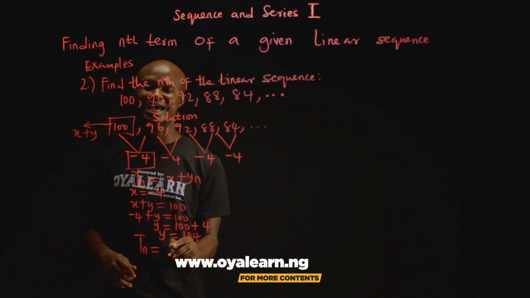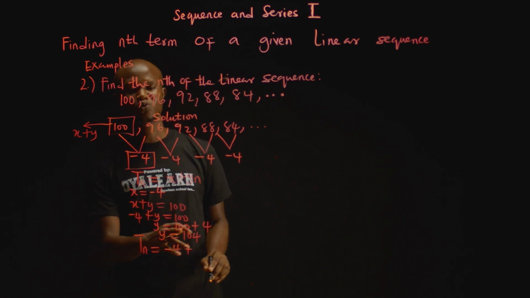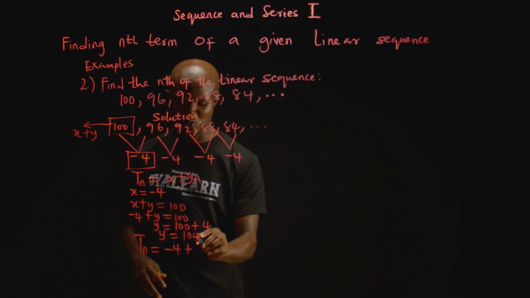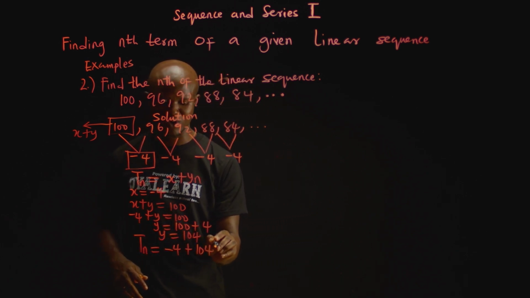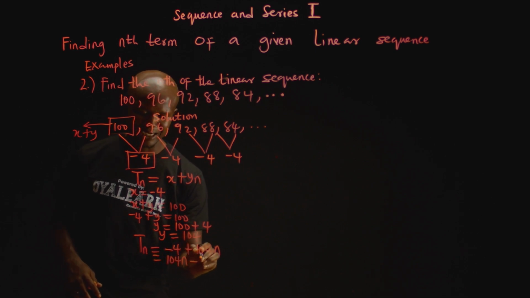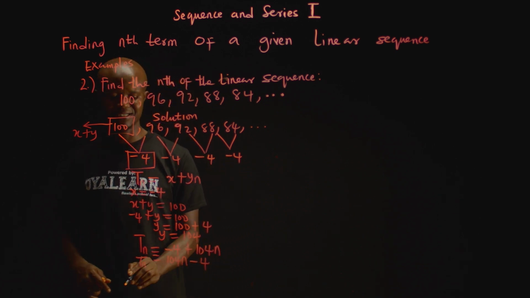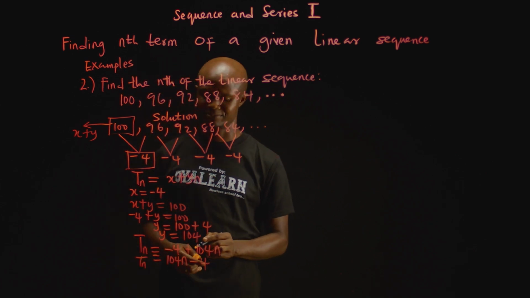Now it means that the n term of this sequence is going to be what? X plus yn. What is x? Minus 4 plus yn. What is y? 104. So we have 104n here. And we can now write this as 104n minus 4 equals to Tn. That is the n term of the sequence.